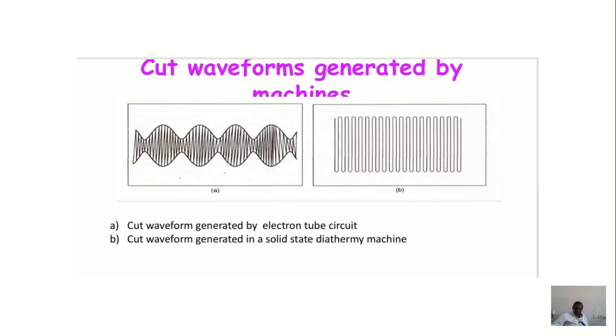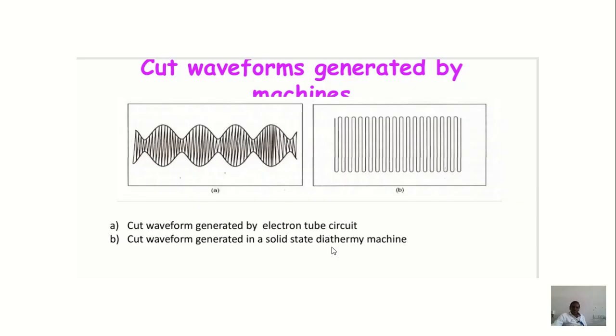In diagram A, the cut waveform is generated by the electron tube circuit. In the electron tube circuit, we generate a waveform like this, just like a modulated wave, an amplitude modulated wave, used for the cutting operation. This is also another kind of waveform used for cutting, generated in a solid state diathermy machine. As already told, different kinds of waveforms are generated for the cutting operation, and the manufacturer will select different types of waveforms.